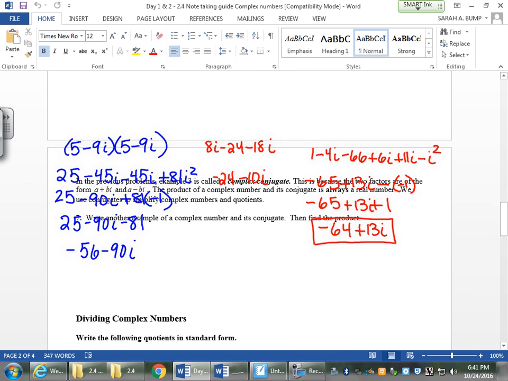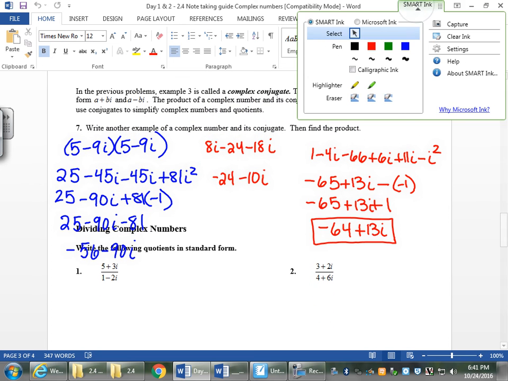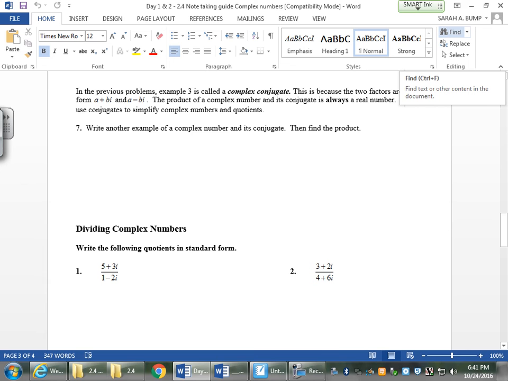Last skill is dividing. Okay. Before that, though, it's going to involve the idea of a conjugate. So this is just defining what a conjugate is. So it says in example number 3 in the previous problem, those were conjugates because the two factors were of the form a plus bi and a minus bi. So same except for the sign.